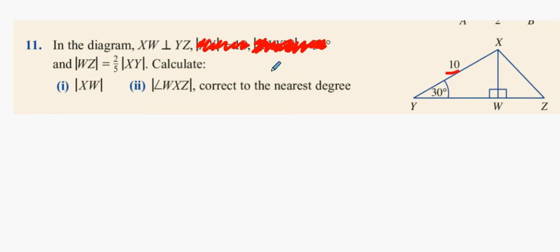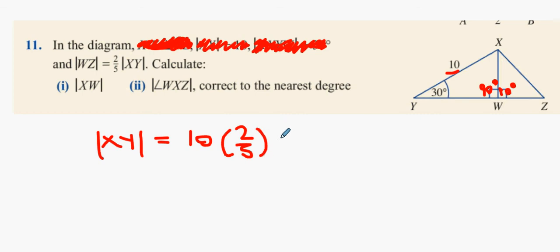Okay. It then says XW is perpendicular to YZ. That means these are 90 degrees. Why 90 degrees? Okay. So that's gone. We don't really need that either, do I? What's next? WZ is 2/5 of XY. What's XY again? 10. What's 2/5 of 10? 4. This means WZ must be 4.